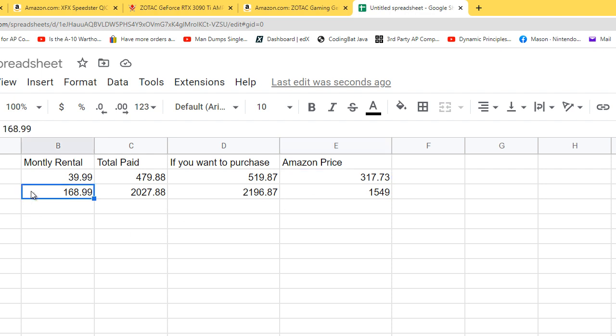The RTX 3090 Ti is $168.99. The total you would pay over that year would be $2,027.88, and you would have to return the card. If you wanted to outright purchase it, you could pay for another month's rent, and you would get $2,196.87. Or you could literally save yourself $550 and change just by purchasing it outright.